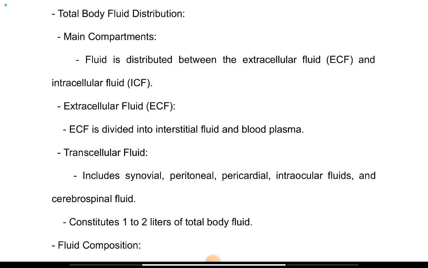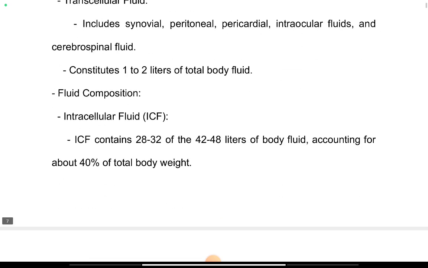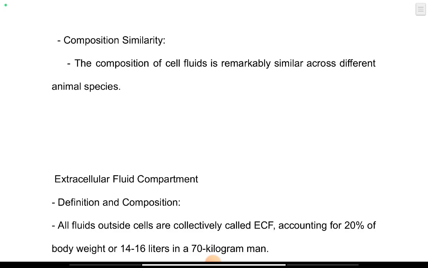Okay. So everything combined together constitutes about 1 to 2 liters of fluid. When you get to all these systems, you get to know them better. So just know that transcellular fluid exists, and they are the synovial fluid, peritoneal fluid, pericardial fluid, intraocular fluids, and cerebrospinal fluid, which constitute about 1 to 2 liters of total body fluid. Okay. All this has been explained.